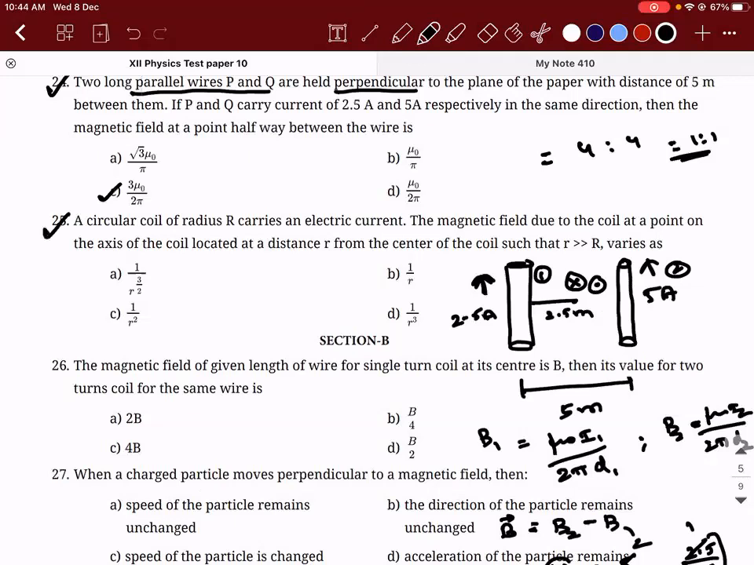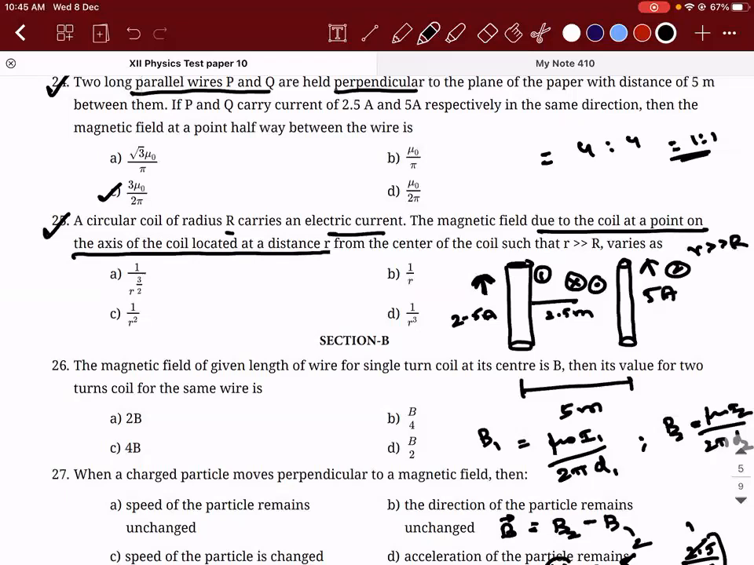25th. So 25th, the last question of section A. How to do this, guys? There is a circular coil of radius capital R which carries an electric current. The magnetic field due to the coil at the point on the axis of the coil located at distance small r from the center of the coil, such that small r is very much greater than capital R.